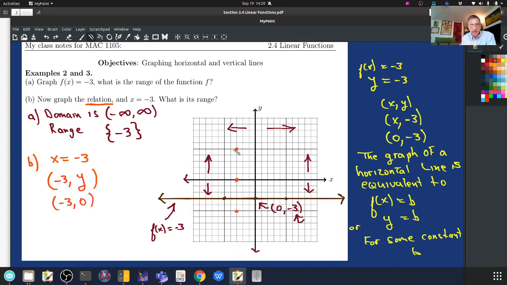I did not do a very good job of that. Is the vertical line right there. And let's not mess with it any further. So that is the graph of the relation. It's not a function of x is equal to minus 3.